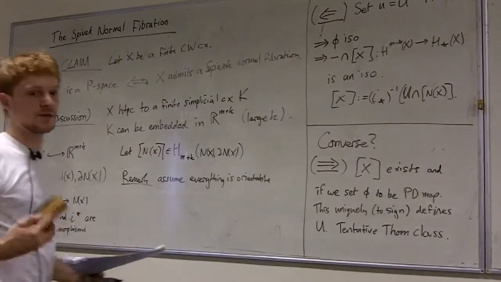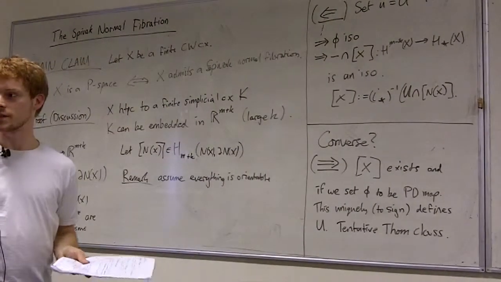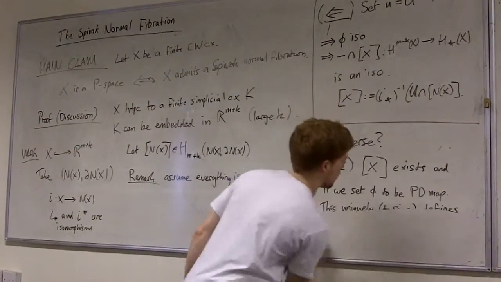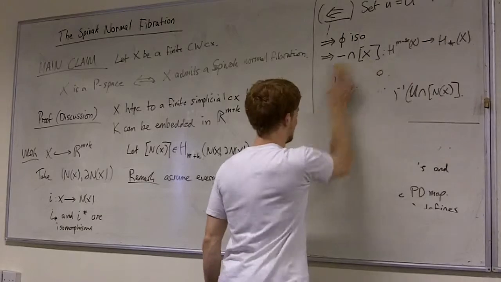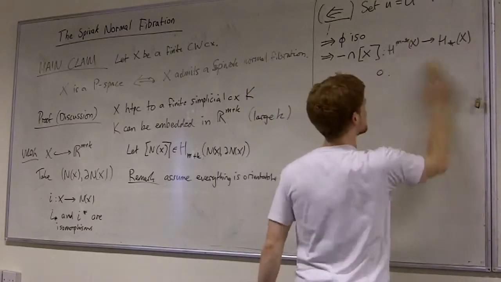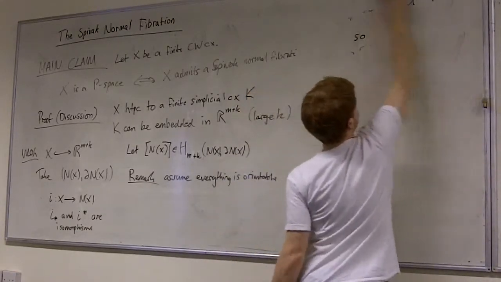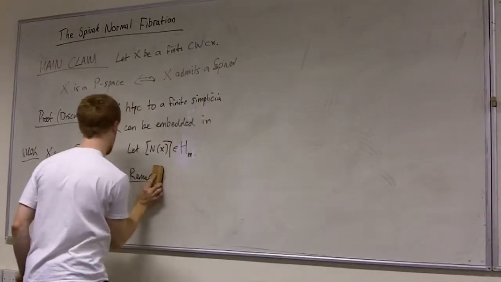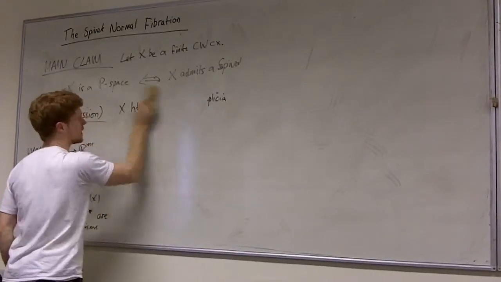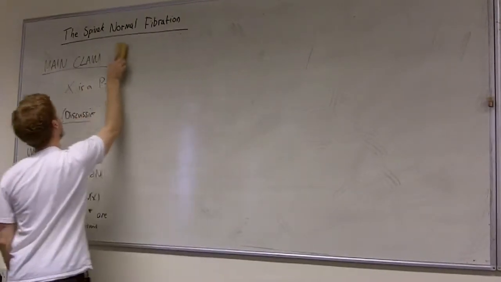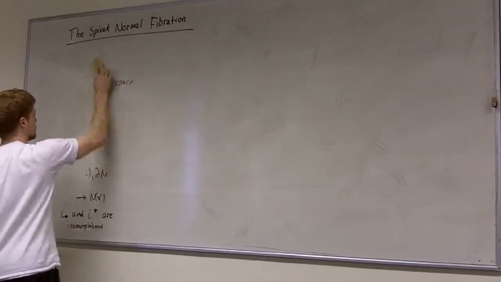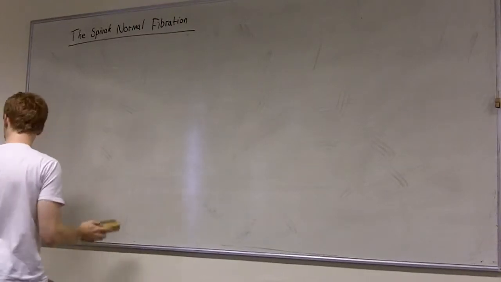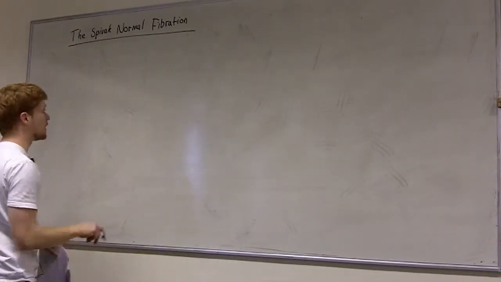Okay, so the property of having a Spivak normal fibration completely characterizes Poincaré complexes. So I guess the natural question is, why is this important? So it allows us to, in a different language, say when we have overcome the first obstruction to a CW complex being a manifold, which means we can start talking about the next obstruction.